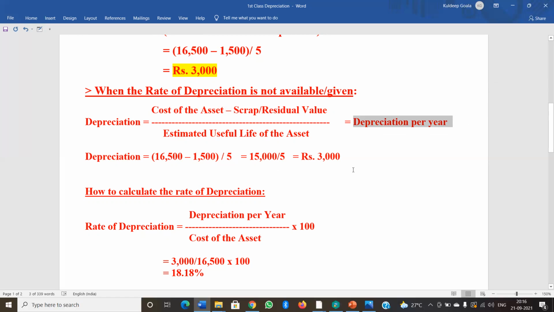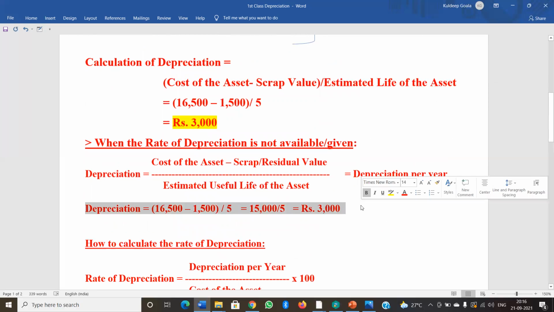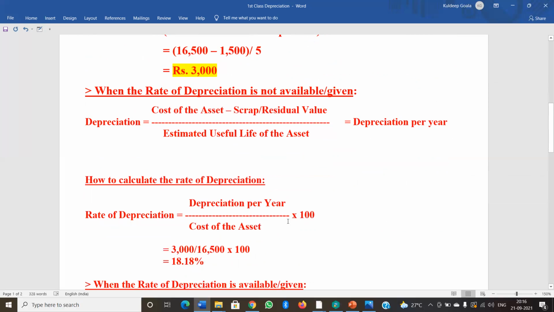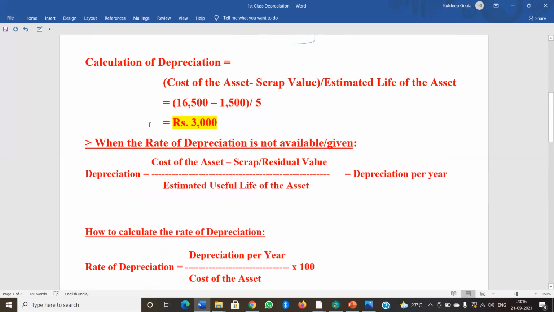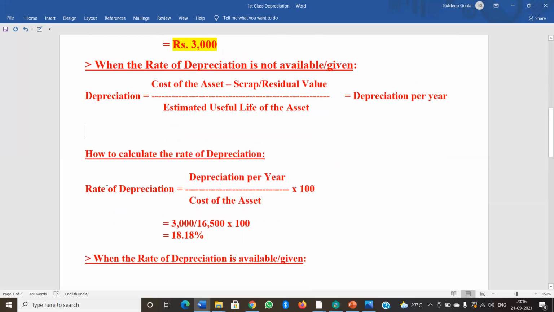So here was the example. This we have already done. Now, how to calculate the rate of depreciation using the same thing? How will you calculate the rate of depreciation in this situation, when the rate of depreciation is not given? To calculate the rate of depreciation, you have to use this formula: rate of depreciation equals depreciation per year divided by cost of the asset multiplied by 100.